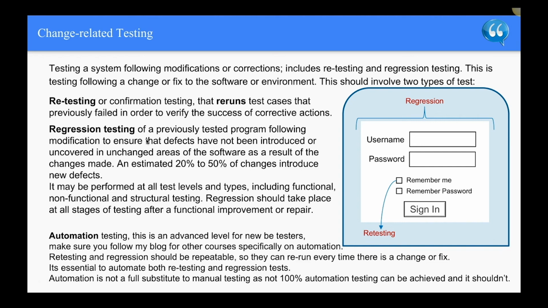So retesting and regression tests should be repeatable, so they can be rerun every time there is a change or fix. In a goal to save time, automation can be an essential part of these key areas of change-related testing. So even though automation is great, it's not a full substitute for manual testing, as 100% automation of tests cannot be achieved, and it shouldn't be achieved.